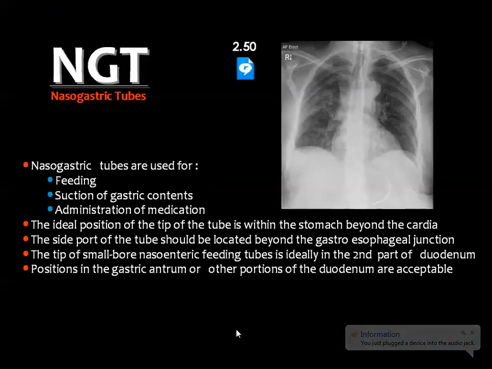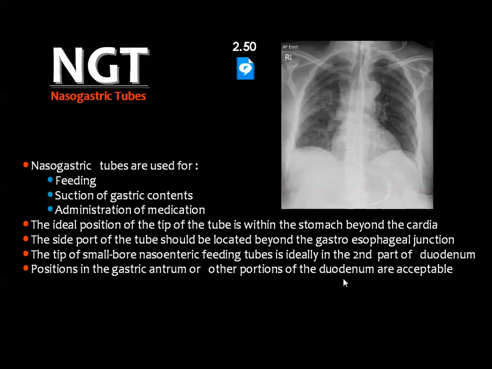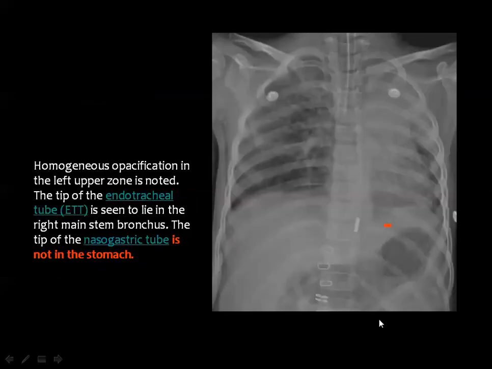Okay, then the ideal position of the tip of the tube should be within the stomach, of course, after the level of the gastroesophageal junction, and the side port of the tube should be located in the stomach accurately, not in the esophagus. And sometimes we use nasogastric tubes with a small pore that can be used in the second part of the duodenum for feeding, and the position in the gastric antrum or other portion of the duodenum are also acceptable.